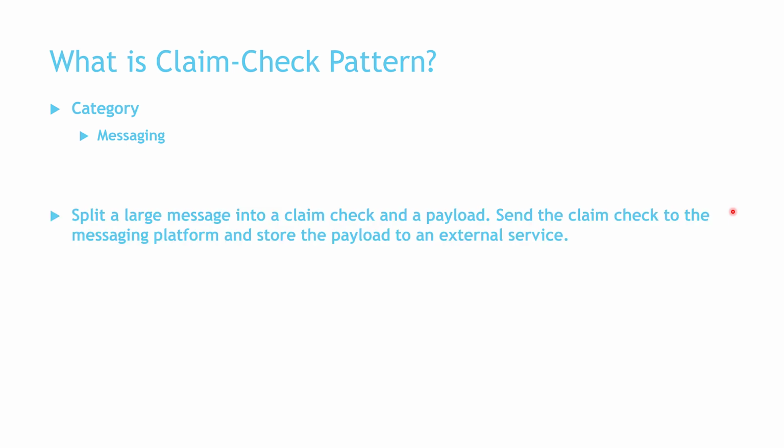So what's going on in the claim check pattern is about splitting a large message content into a claim check and a payload. Then we send the claim check to the messaging platform and store the payload in an external service. The external service could be cloud-based storage, like a blob storage or even a database. We are going to see this in more detail in a minute.